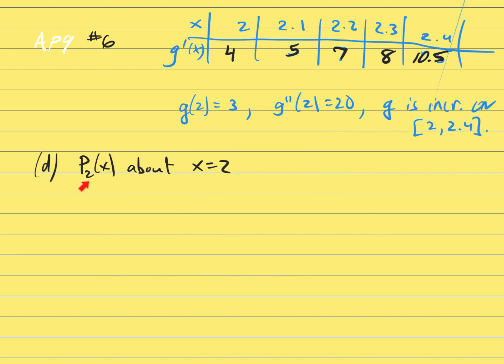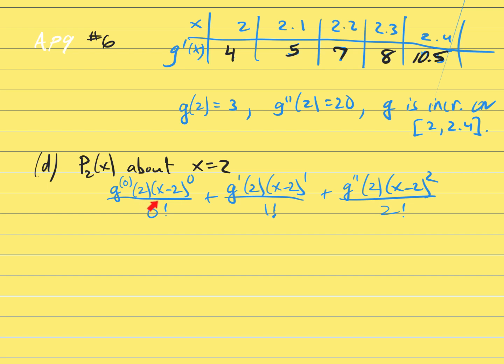Part D asks for the second degree Taylor polynomial centered at 2. Using the formula for the Taylor polynomial for function g, it'll be the 0th derivative at where it's centered, x minus where it's centered, to the 0 power over 0 factorial, plus the first derivative where it's centered, x minus where it's centered, to the first power over 1 factorial, plus the second derivative where it's centered, times x minus where it's centered, to the second power over 2 factorial. And that'll do it for the second degree Taylor polynomial centered at 2.